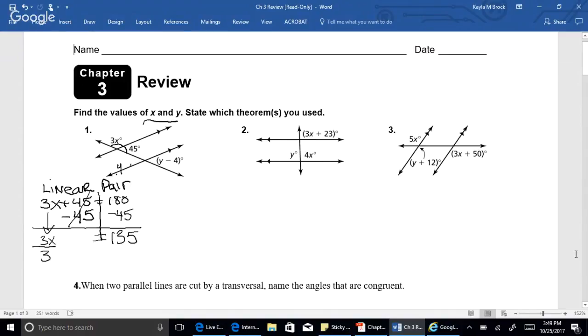And then I will divide both sides by 3. This will cross out, and I'll get x equals 45.